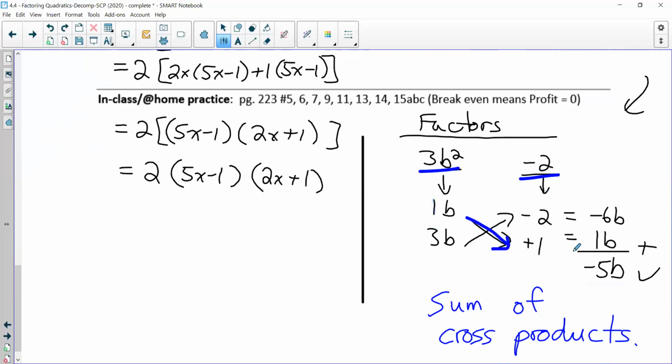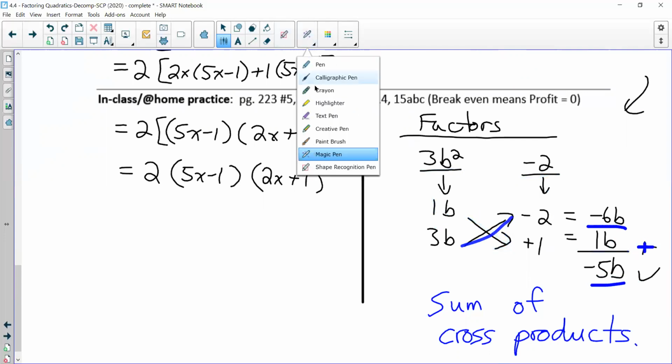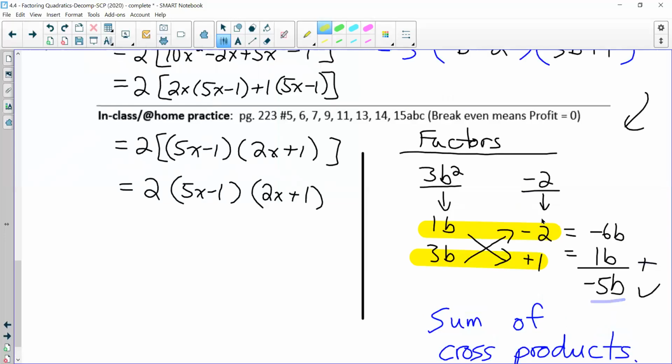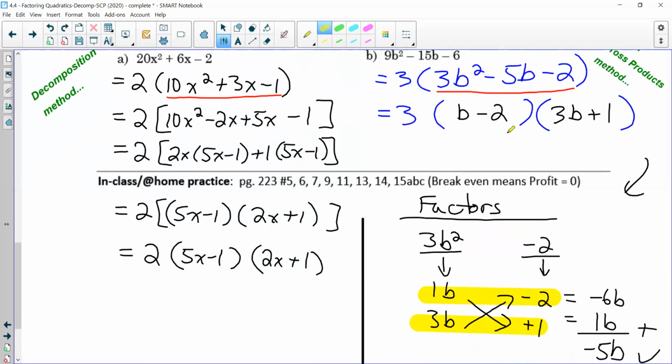Cross down to get 1b. Cross up to get negative 6b. Add the results together, negative 5b. This works. So I'm going to get my factors here as 1b take away 2 and 3b plus 1.